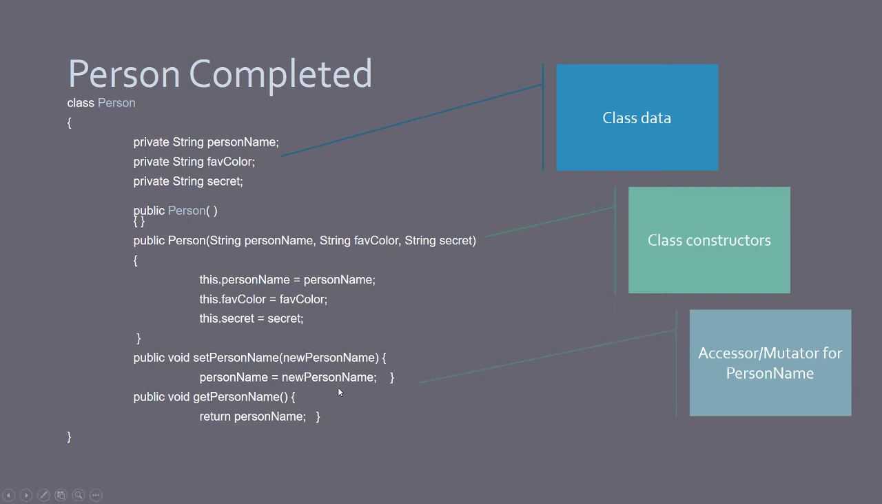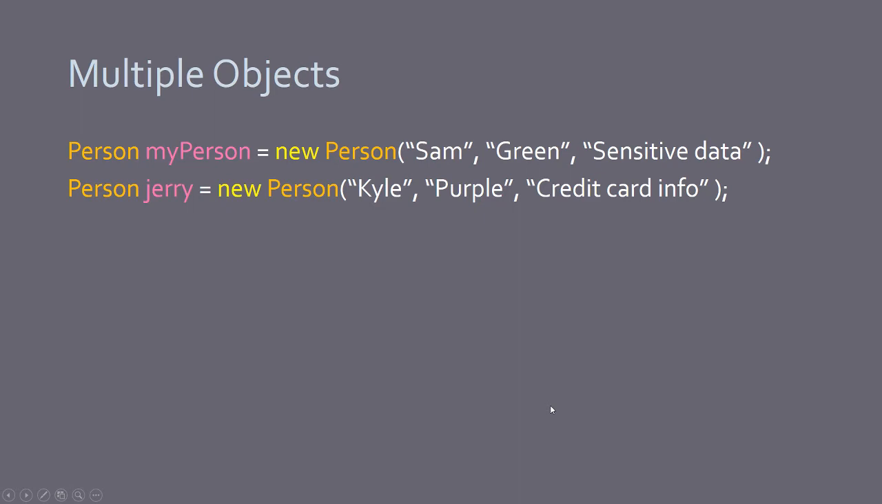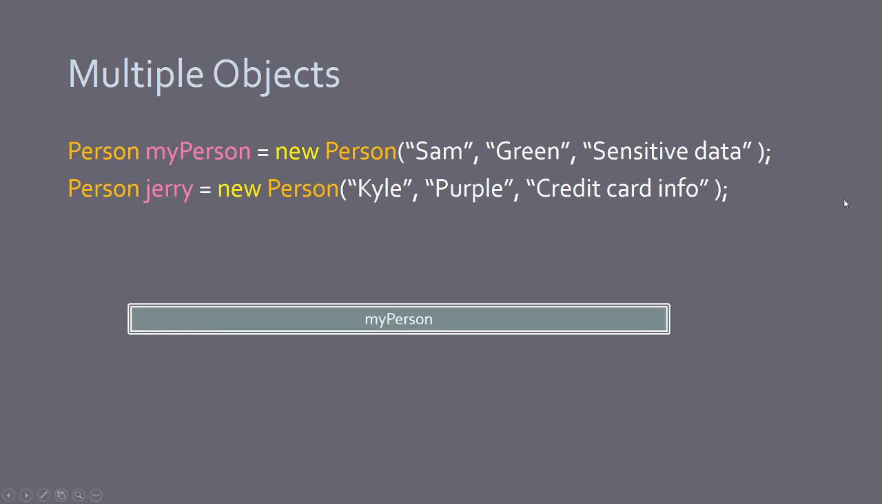So: accessor, mutator, getter, and setter. Now we can also use our class definition to create multiple instances of the same object type. Here we're creating 2 different person objects, one named myPerson, one named Jerry. These different people are being supplied different data values. So our myPerson object would be allocated, then our person name field would be set up with that parameter value.